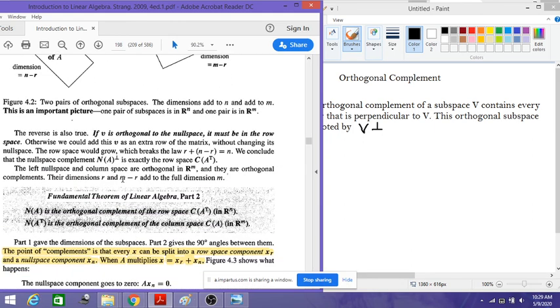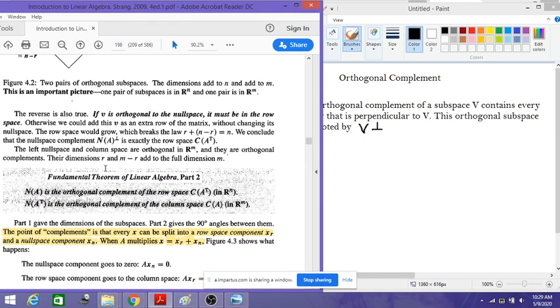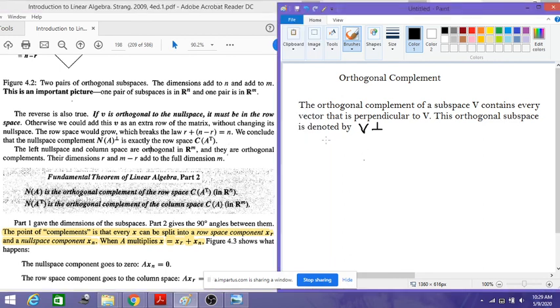So if you talk about the row space, what is the dimension of the row space? The dimension of the row space is equal to r. So this is the dimension of the row space, whereas the dimension of the null space is n minus r.